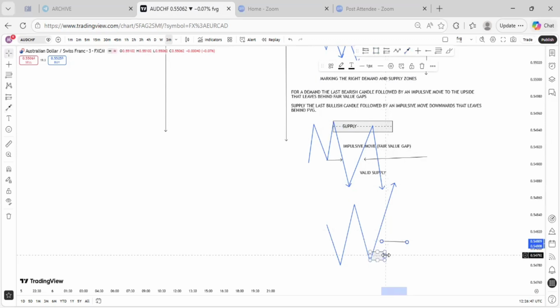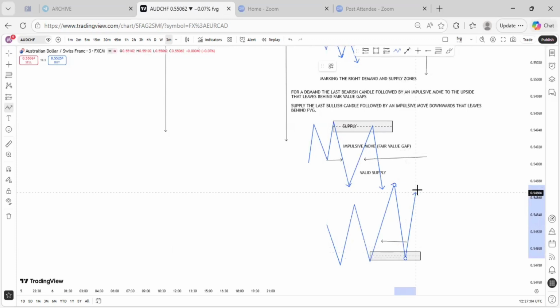In this case, our demand zone, right? And now what we're saying is that this is the demand zone. We want to see the market come back, of course, to mitigate that fair value gap, tap into our demand zone, and then we want to be buying to continue the trend, right?